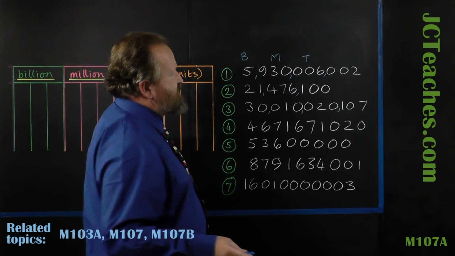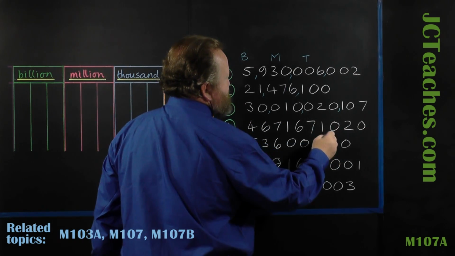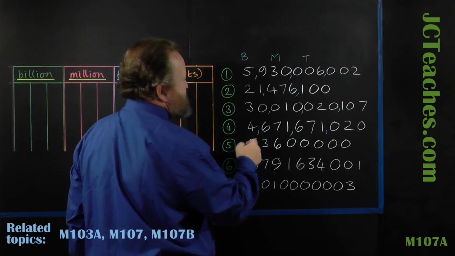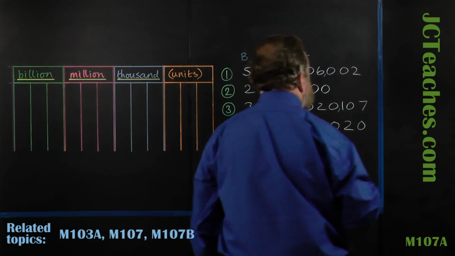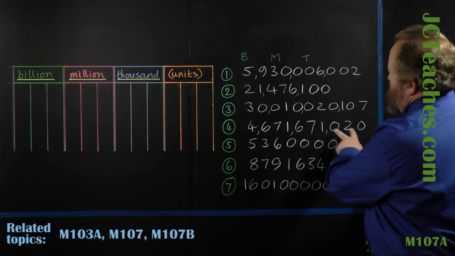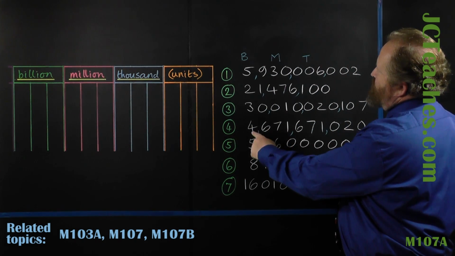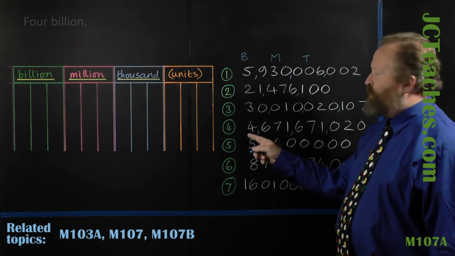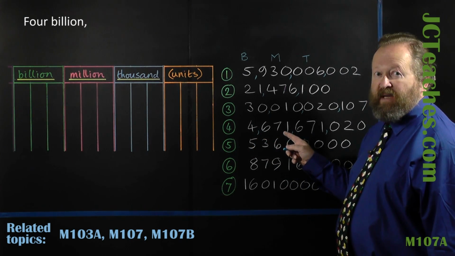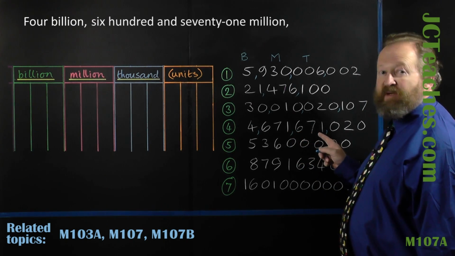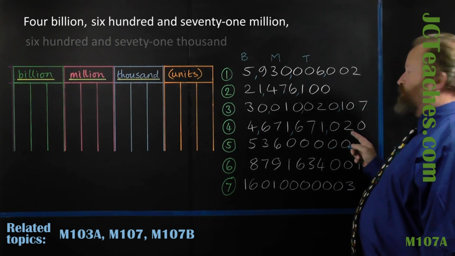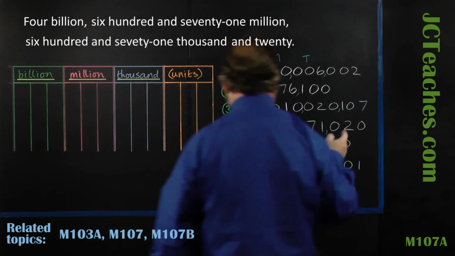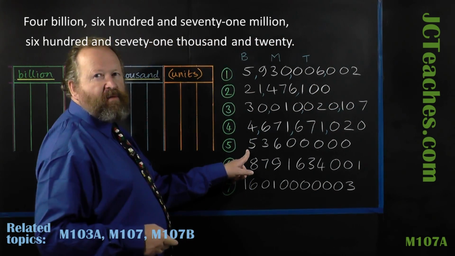Right, this one, we start from the right-hand end, 3 digits, 3 digits, 3 digits, 1 digit. So we've got hundreds, tens and units, thousands, millions, billions. 4 billion, 671 million, 671,000 and 20.